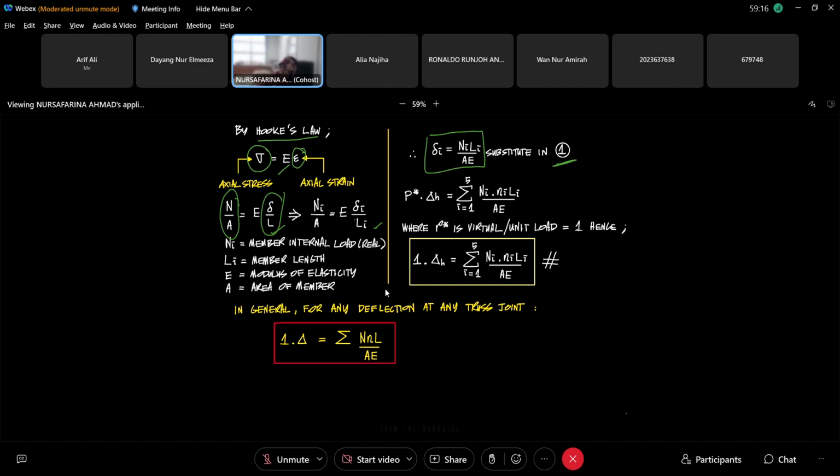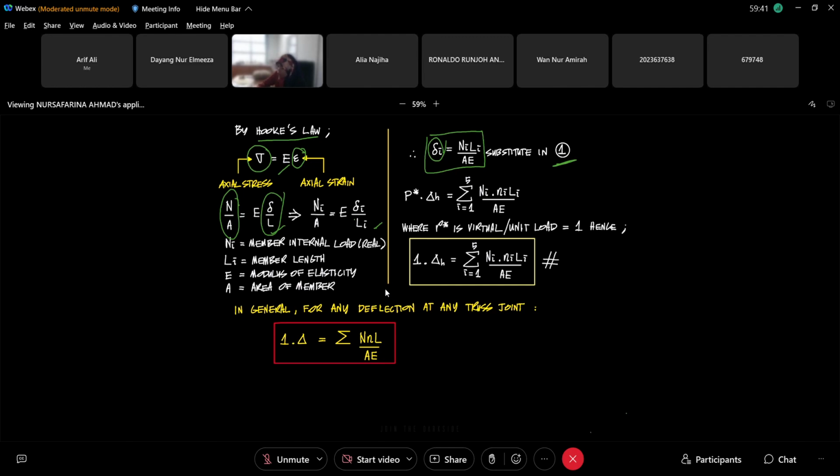Because we want to identify the displacement, the changing of the structure. When we talk about the changing, it means elongation, displacement, deflection. So itu yang kita nak cari, the objective for this chapter. Alright, so you substitute.